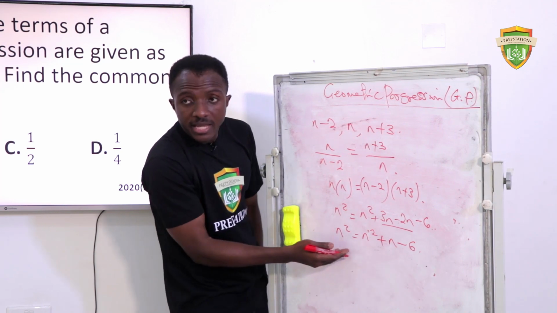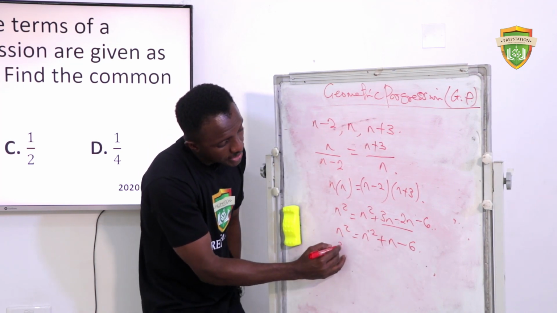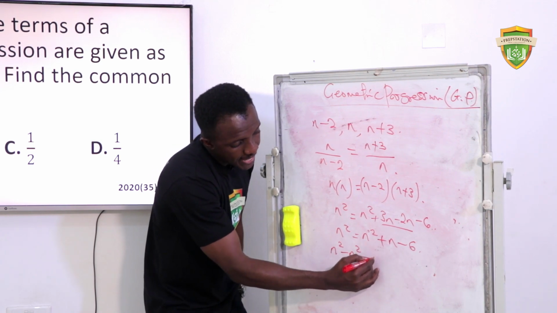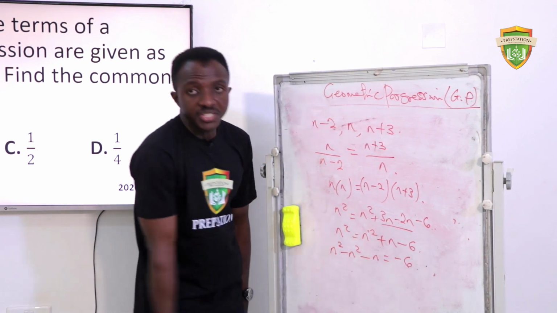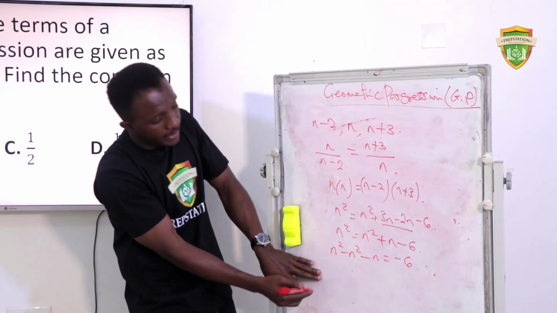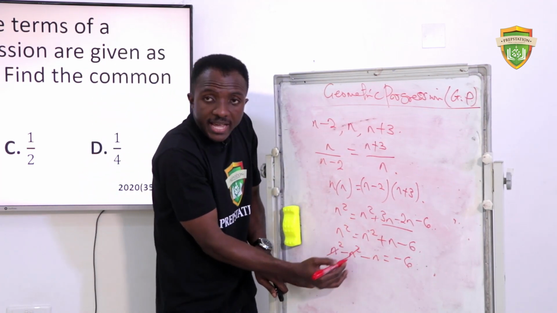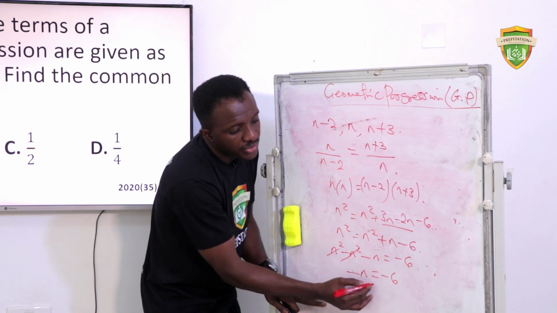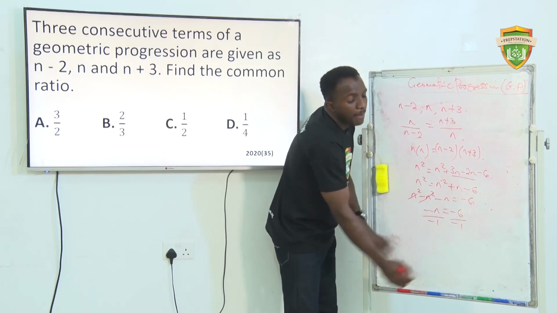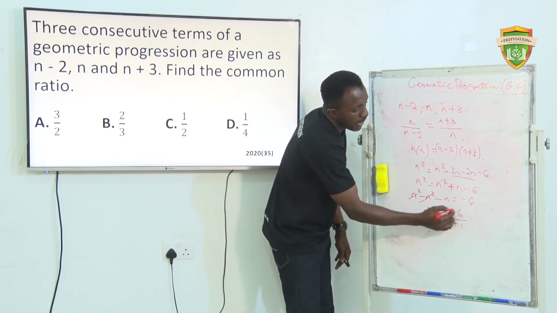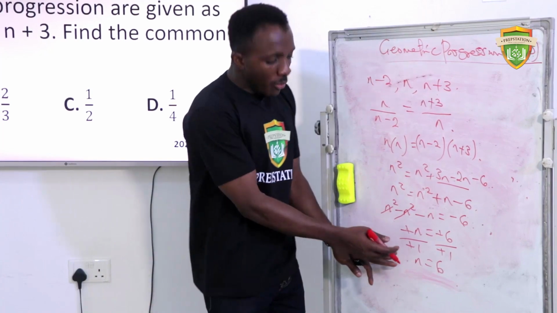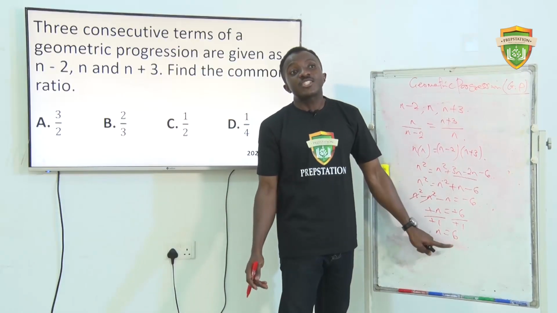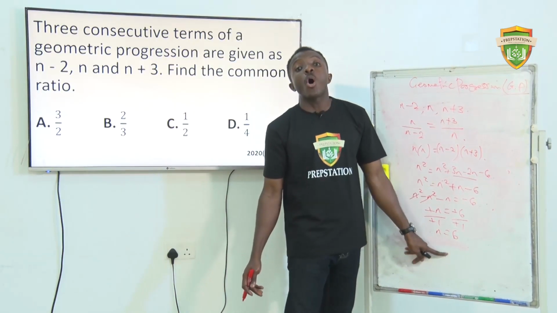So when we collect like terms, we're going to have n squared minus n squared minus n equals minus 6. We've got all the n's to this side. So n squared minus n squared, they'll cancel out, leaving us with minus n equals minus 6. And if we divide both sides by minus 1, of course, the minus signs will cancel out. So we find out that n equals 6. Please note that this is not the common ratio. This is just the value of n.